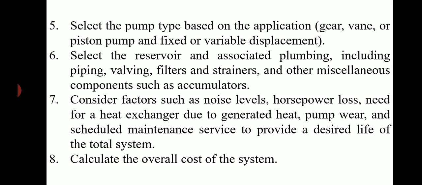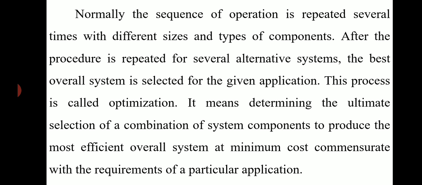Eighth one, calculate the overall cost of the system. Normally, the sequence of operation is repeated several times with different sizes and types of components. After the procedure is repeated for several alternative systems, the best overall system is selected for the given application. This process is called optimization. It means determining the ultimate selection of a combination of system components to produce the most efficient overall system at minimum cost commensurate with the requirements of a particular application.